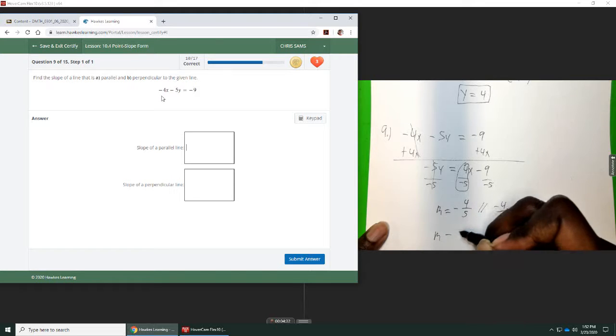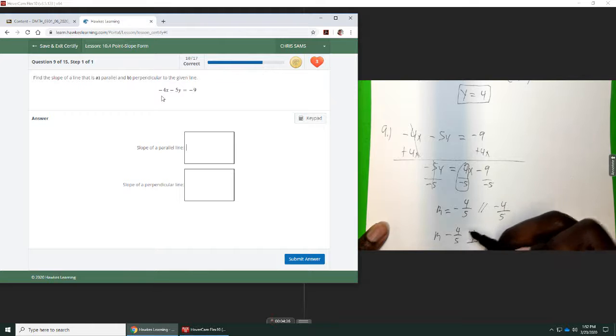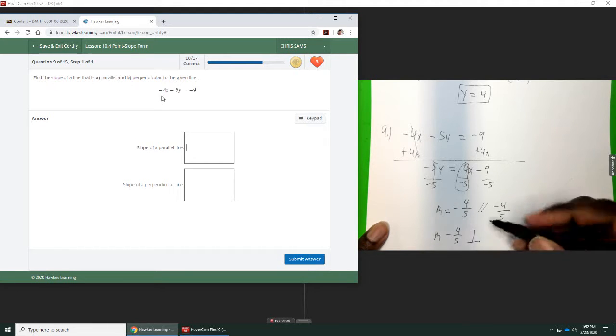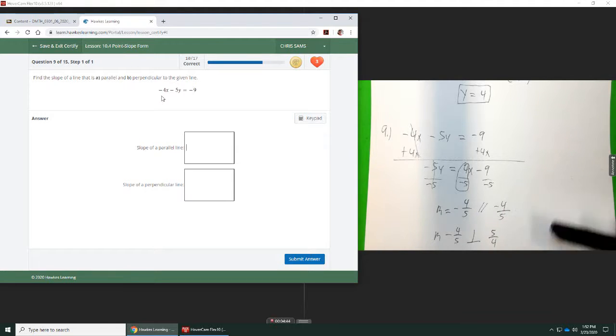Perpendicular to this slope means we're going to change the sign so it's going to be positive, and we're going to flip this. So it's going to be 5 over 4. So here are the two slopes we're looking for. Negative 4 over 5 for parallel. And then perpendicular is going to be positive 5 over 4.